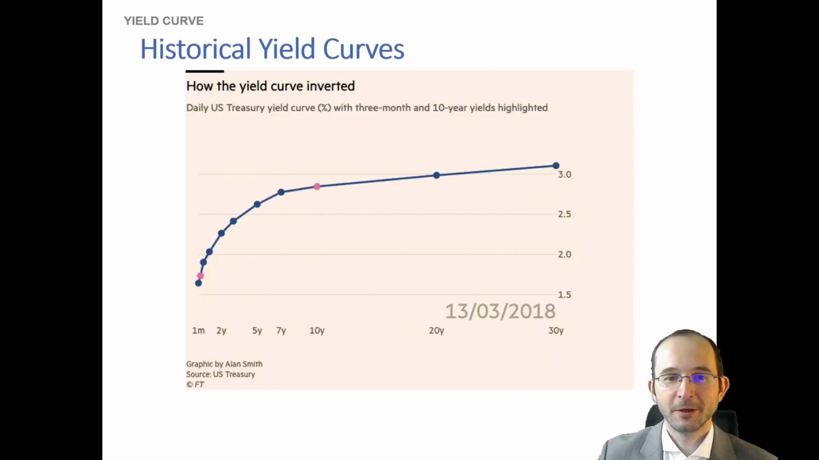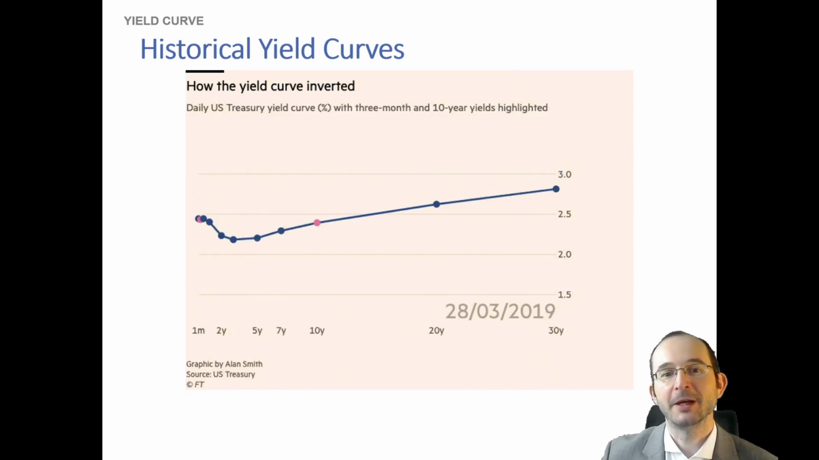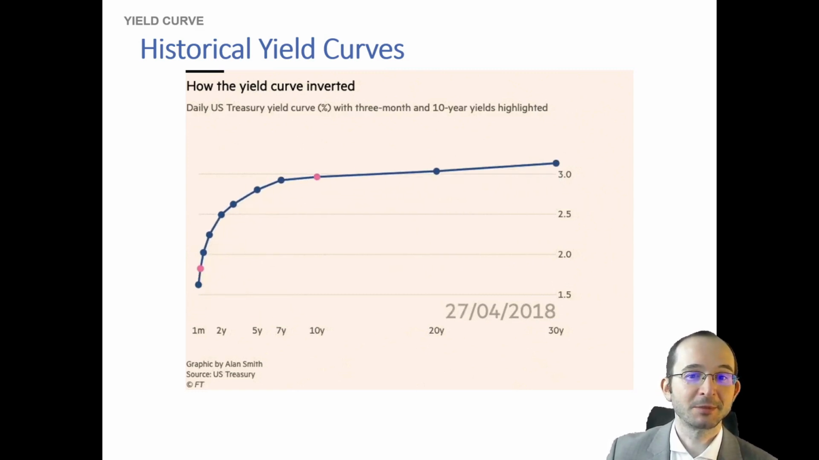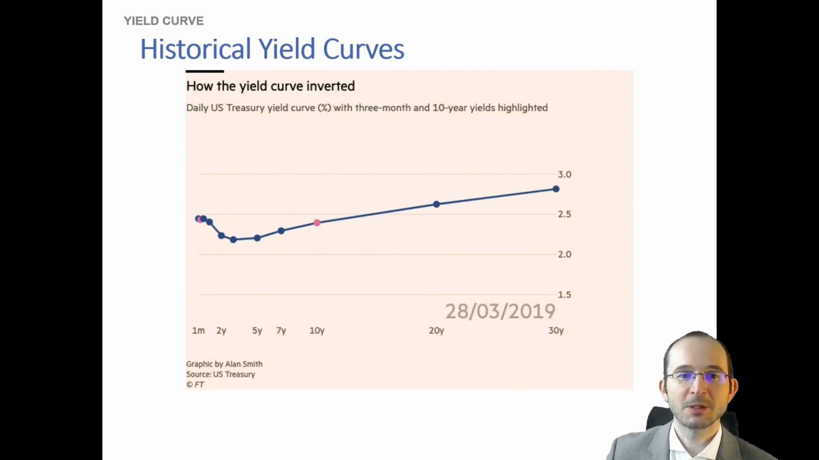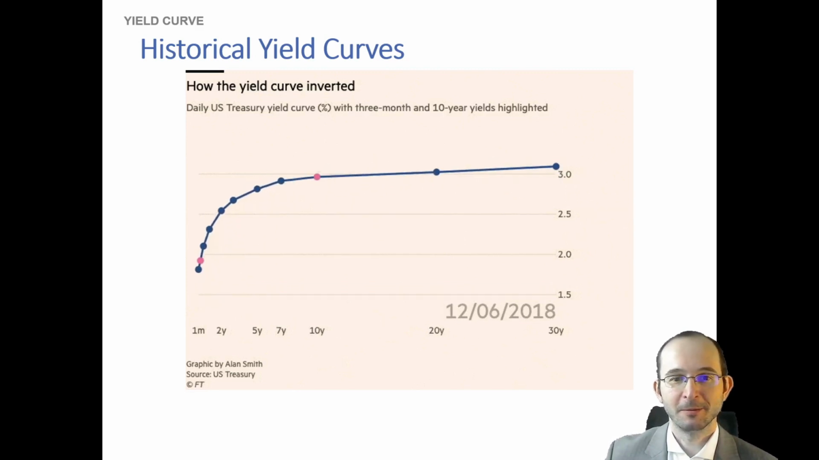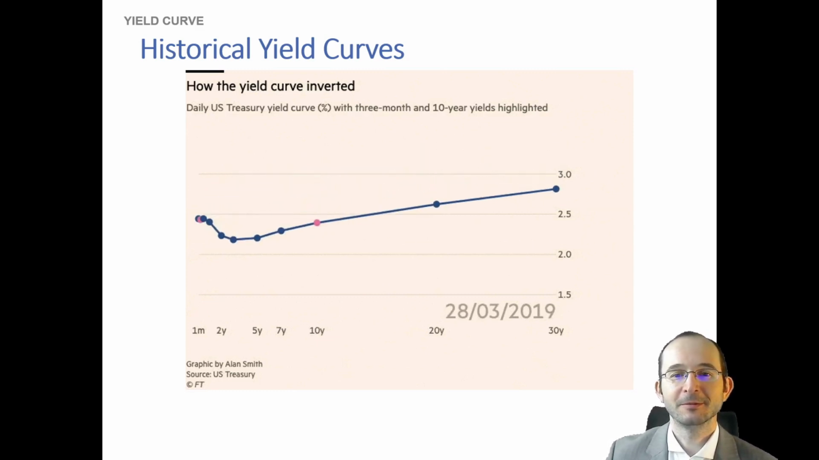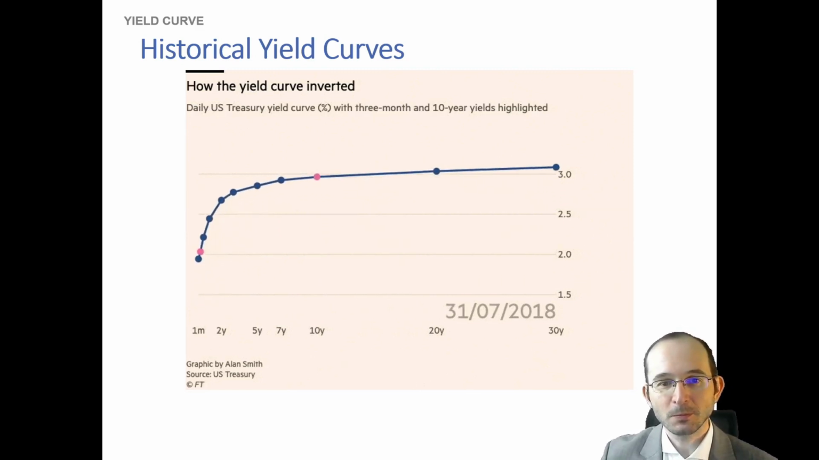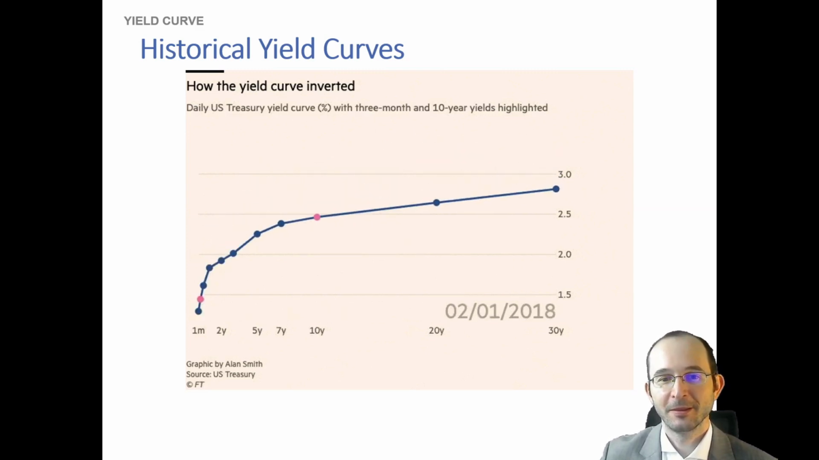So here's an evolution of yield curves. You can see the 10-year rate and the 3-month rate highlighted in pink over a period of time from the Financial Times. And you can see that for a while in 2018 it's upward sloping. The 10-year rate is above the 3-month rate, but then at one point toward the end, or I guess toward the beginning of 2019, we can actually see that it becomes inverted. And the 3-month rate is actually a little bit above the 10-year rate.